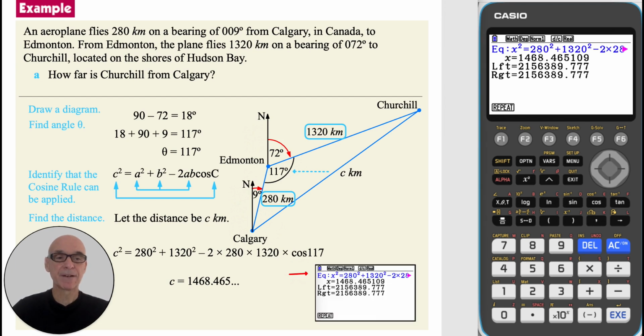Writing down the value of x, which represents c. So Churchill is 1,470 kilometres from Calgary, correct to 3 significant figures.